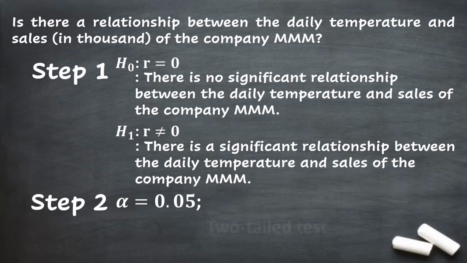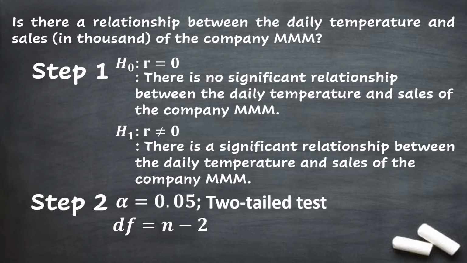Next is the number of tailed test. We have to go back to the alternative hypothesis and check the mathematical symbol that we used. And upon checking, we use the not equal symbol. So automatically, the number of tailed test is 2.